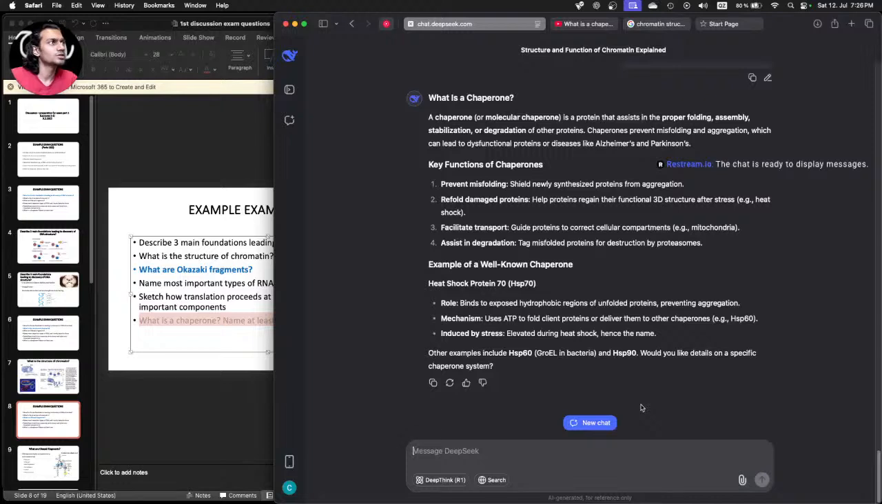Examples of well-known chaperones: heat shock protein 70, HSP70. It binds to exposed hydrophobic regions of unfolded proteins, preventing aggregation, and uses ATP to fold client proteins or deliver them to other chaperones. Induced by stress, elevated during heat shock, hence the name.